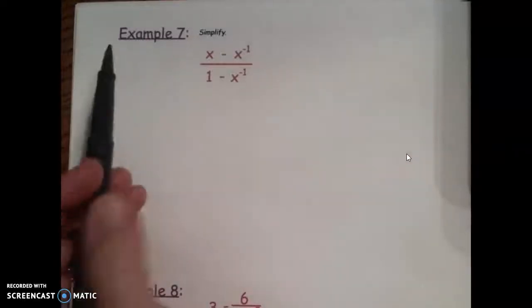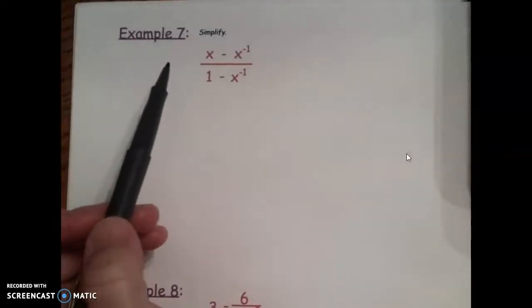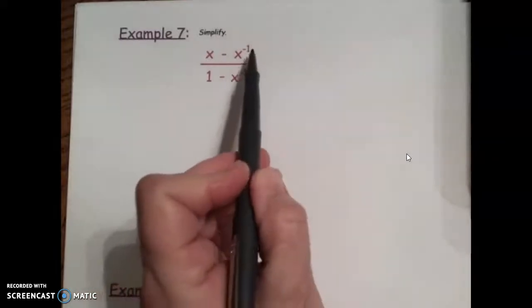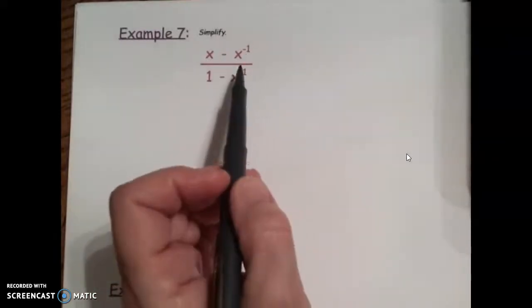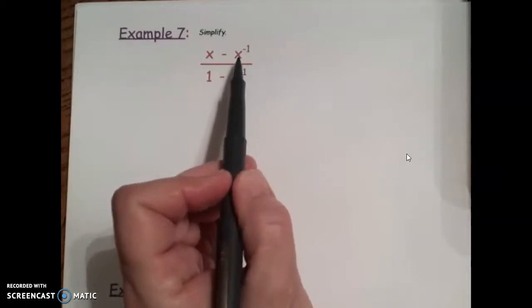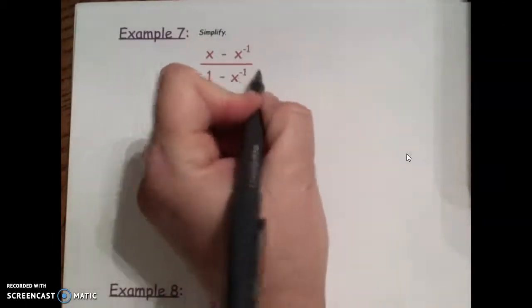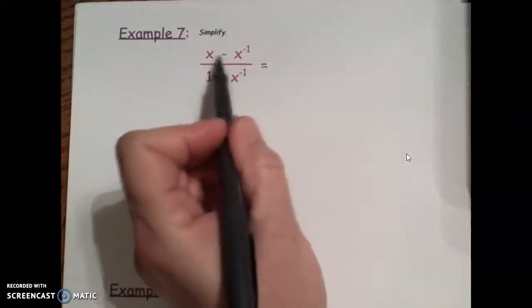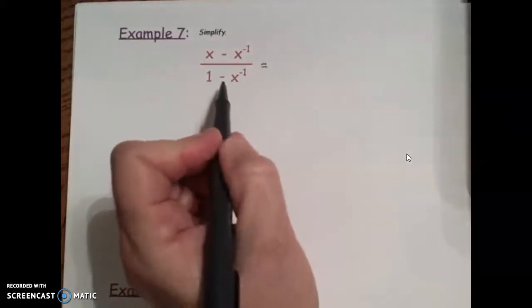Okay, back with example 7. Example 7 looks a little different because of these negative exponents. But if you remember, when we have a negative exponent, we want to rewrite this as a fraction. So the first thing I'm going to do is rewrite my numerator, rewrite my denominator.